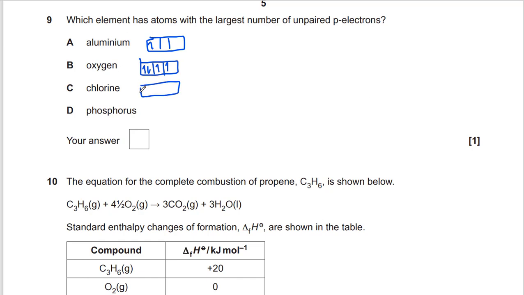Chlorine is 3p5. So 1, 2, 3, 4, 5. It's got 1 unpaired electron. And phosphorus is 3p3 and has 3 electrons, all unpaired. Therefore, the answer is D, phosphorus. Again, you don't need to worry about electrons that are lower down because the shell's full. You only have to worry about the outer shell.